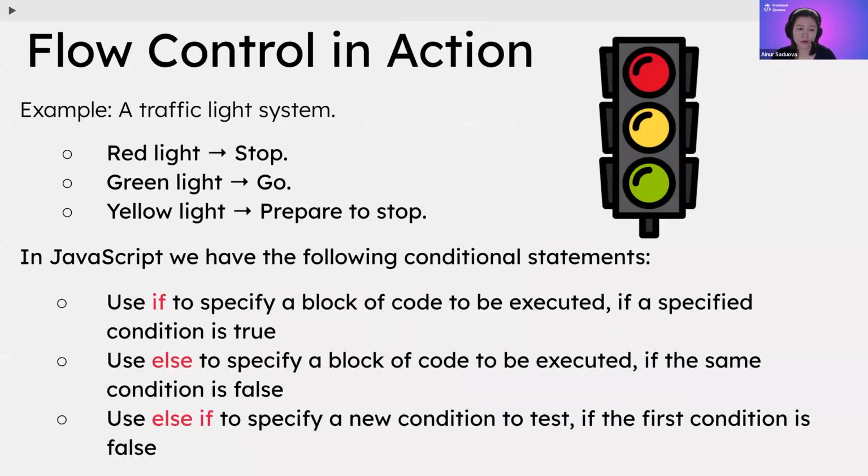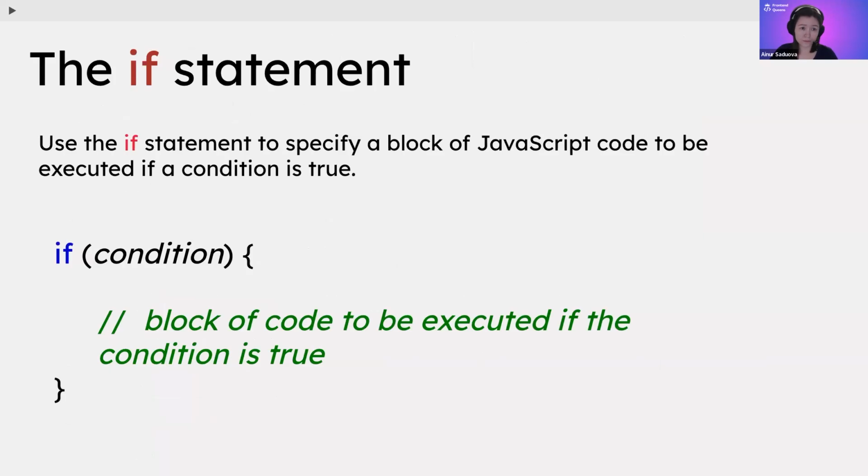Here is an example of flow control in real life. We have a traffic light, which signals everyone: red light to stop, green light to go, and yellow light to prepare. In JavaScript, we have the following conditional statements to control the flow of the code, which are if, else, and else if. We are going to expand more on each of them.